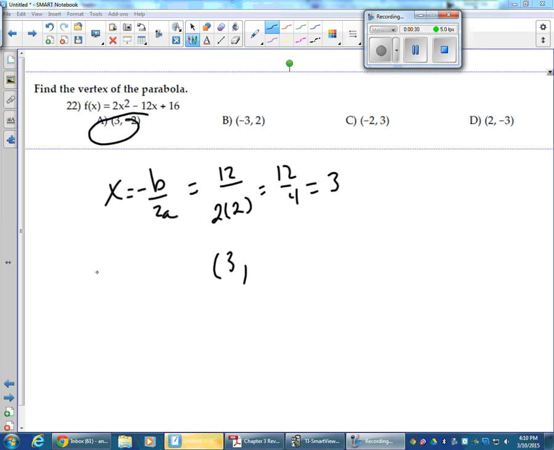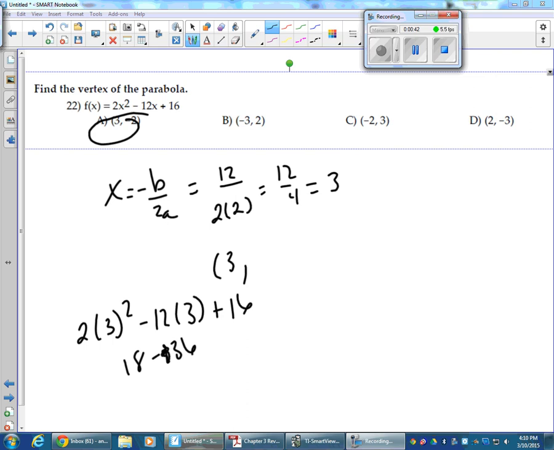If I plug in 3, 2 times 3 squared minus 12 times 3 plus 16 is 18 minus 36 plus 16, which is negative 2. So my answer for the vertex is 3, negative 2.